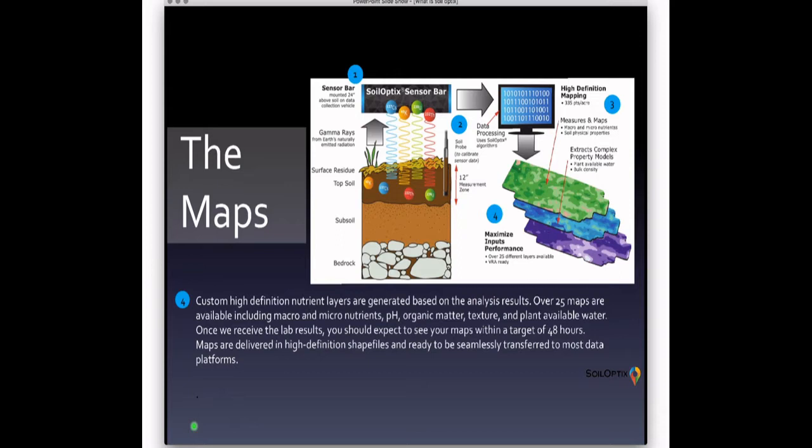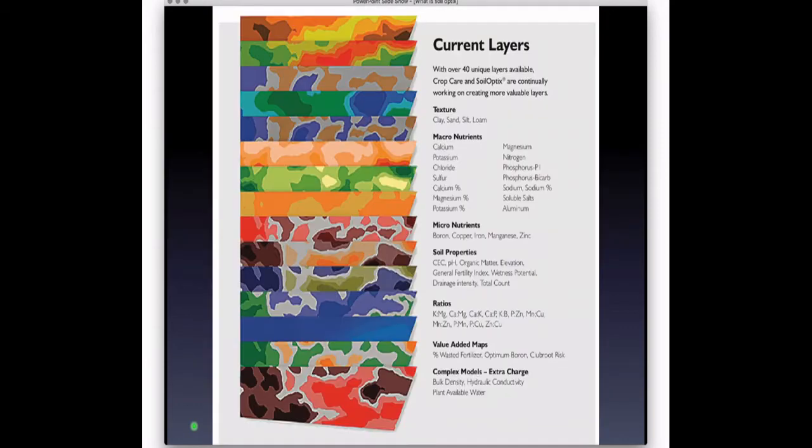So now we're going to start looking at the maps, which is really the meat and potatoes of what we're looking at. And this is where the value really starts coming back for the SoilOptix. So this is a list of the current layers that Crop Care offers to its growers and other partners that we have in Western Canada.